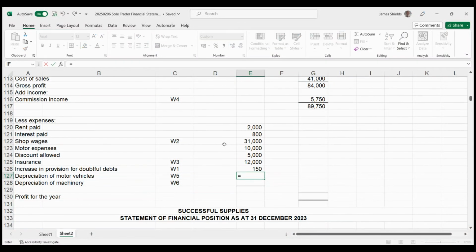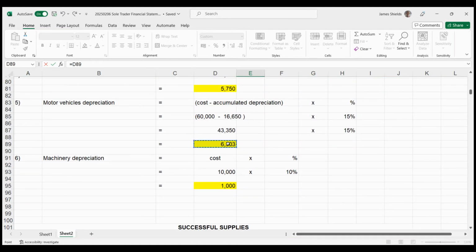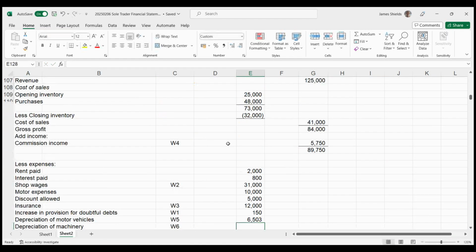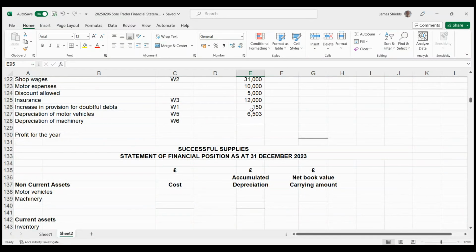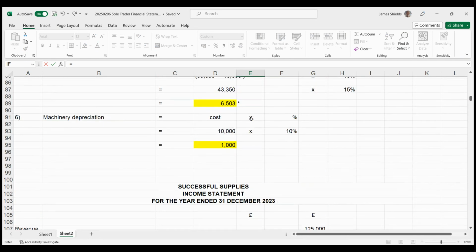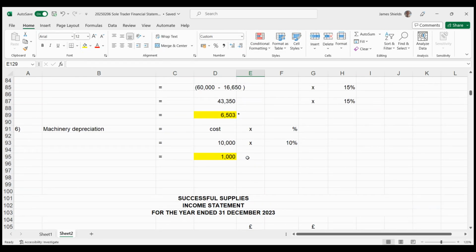W5 is the depreciation of motor vehicles. So back to W5, that's £6,503. Now remember, we're going to come back to that in a moment, so I'm going to put a little asterisk next to it, a little star, to remind me. Okay. Now, depreciation of machinery, again, that's working number 6. That's going to be £1,000. Now again, we're going to use that figure in our statement of financial position in a few moments, so I'm going to put a little star there to remind us.